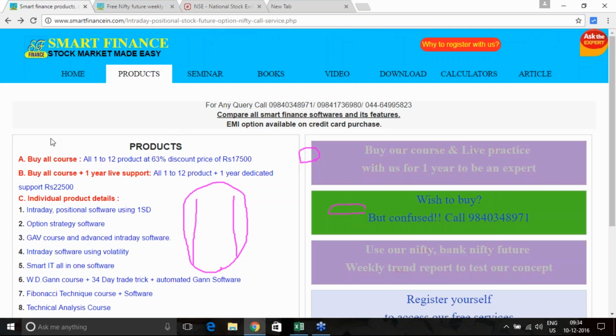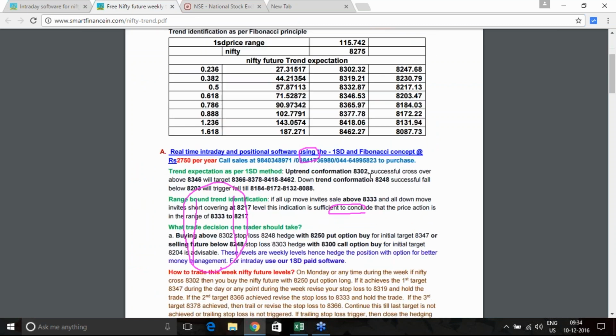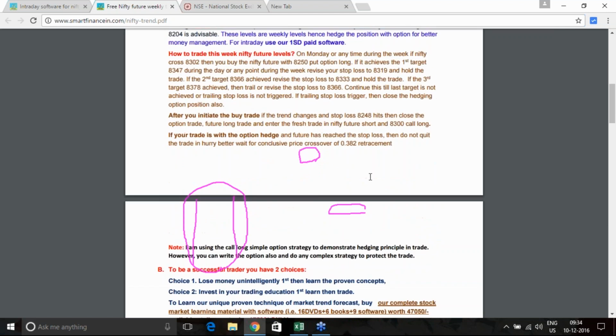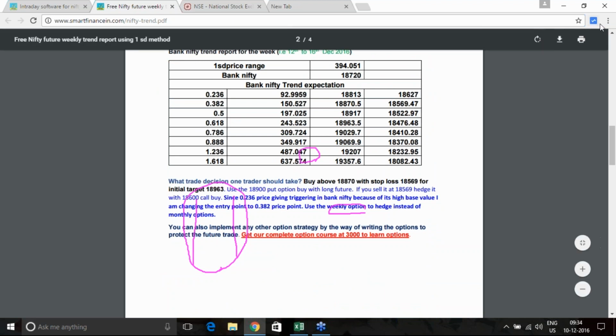So this is how you should trade next week in the Nifty and Bank Nifty. Above 8302, think of buying along with a hedge, 8250 put option. Below 8248, try to sell with a hedge of 8300 call option. This is the simplest hedge. Beyond that, many complexities you can add to your similar trade practice.